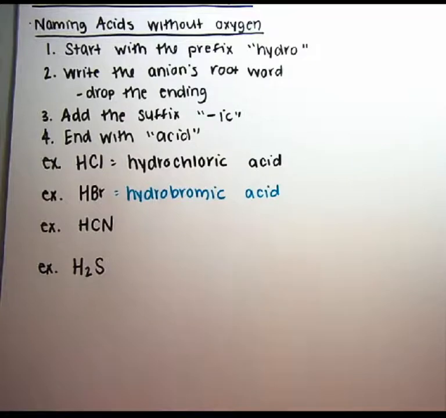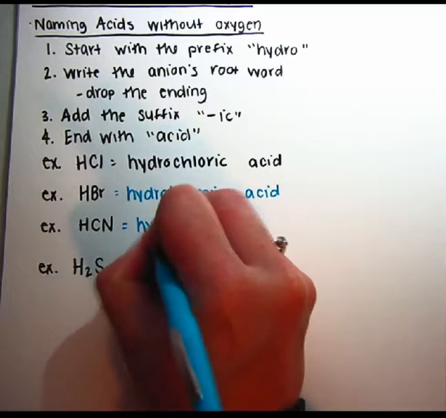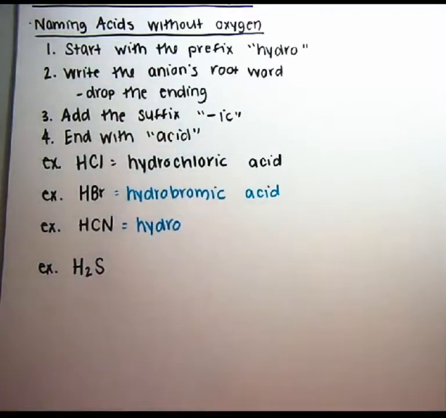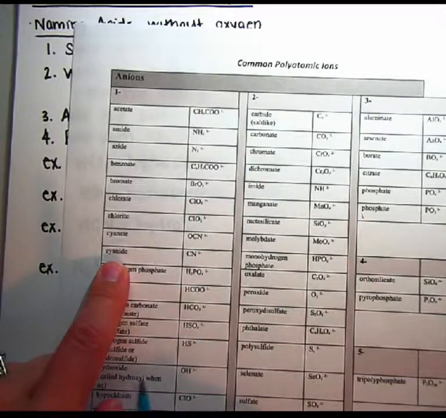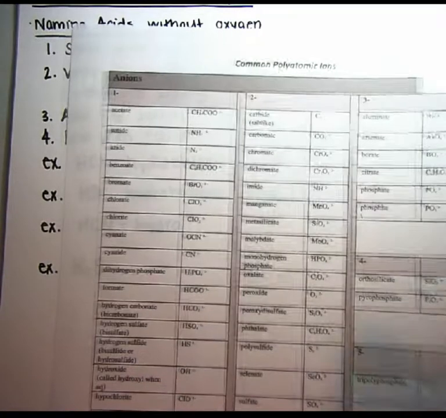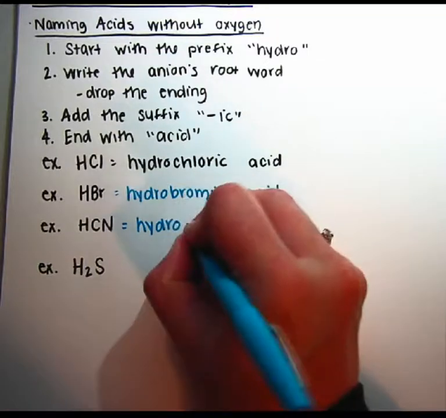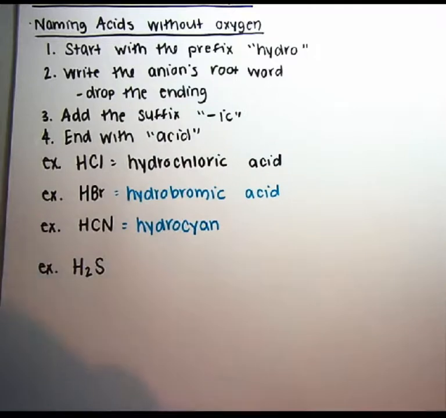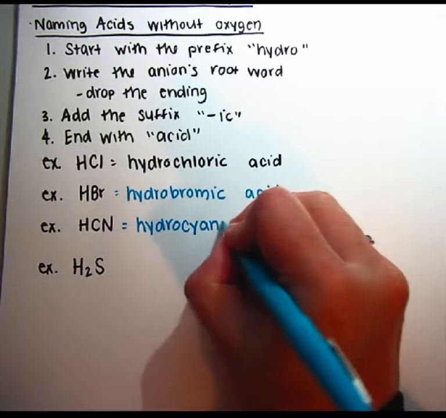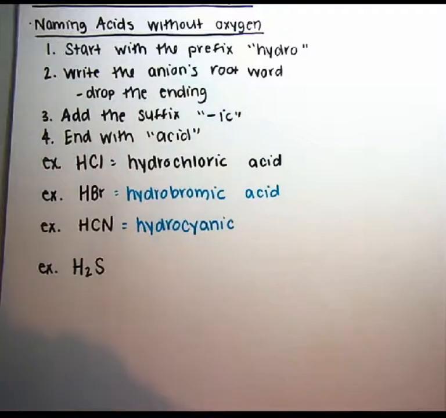Next one. So this one sometimes is tricky for students because it involves a polyatomic ion, but it does not have oxygen, so we're going to treat it the same way. We are going to start with the prefix hydro. I am going to find CN on my polyatomic ion reference sheet, and this is cyanide. I am going to drop the IDE. Cyanide becomes cyanic, hydrocyanic acid.